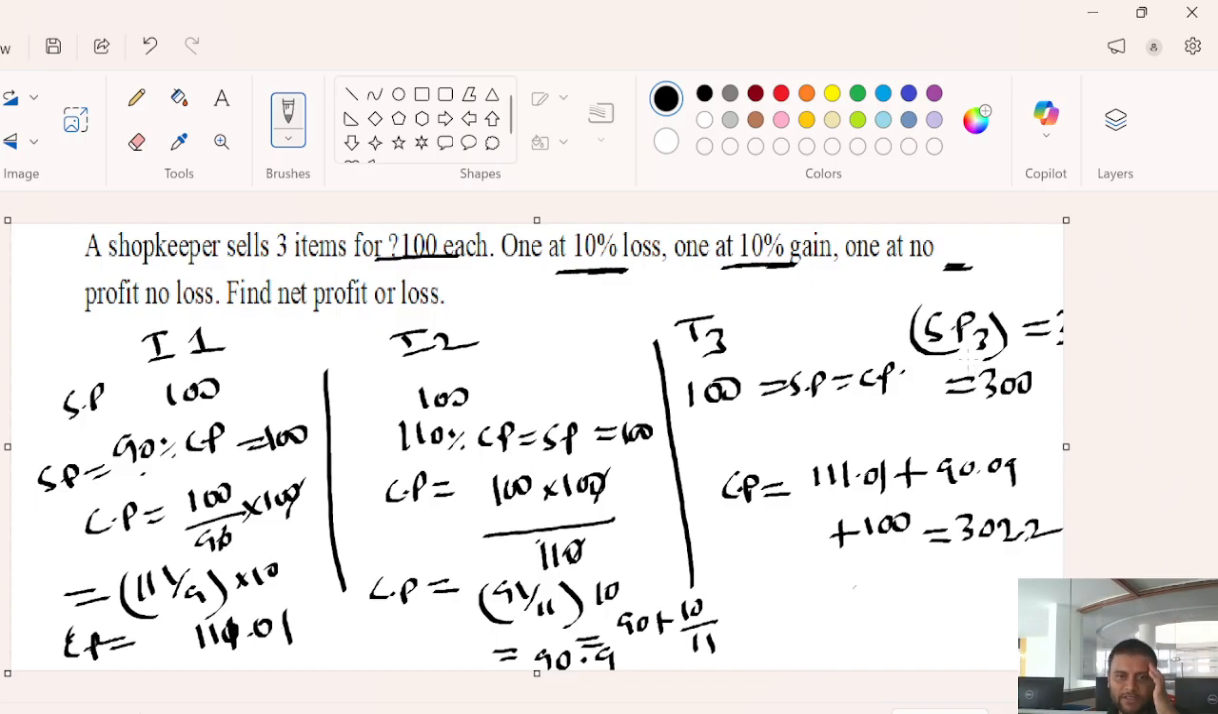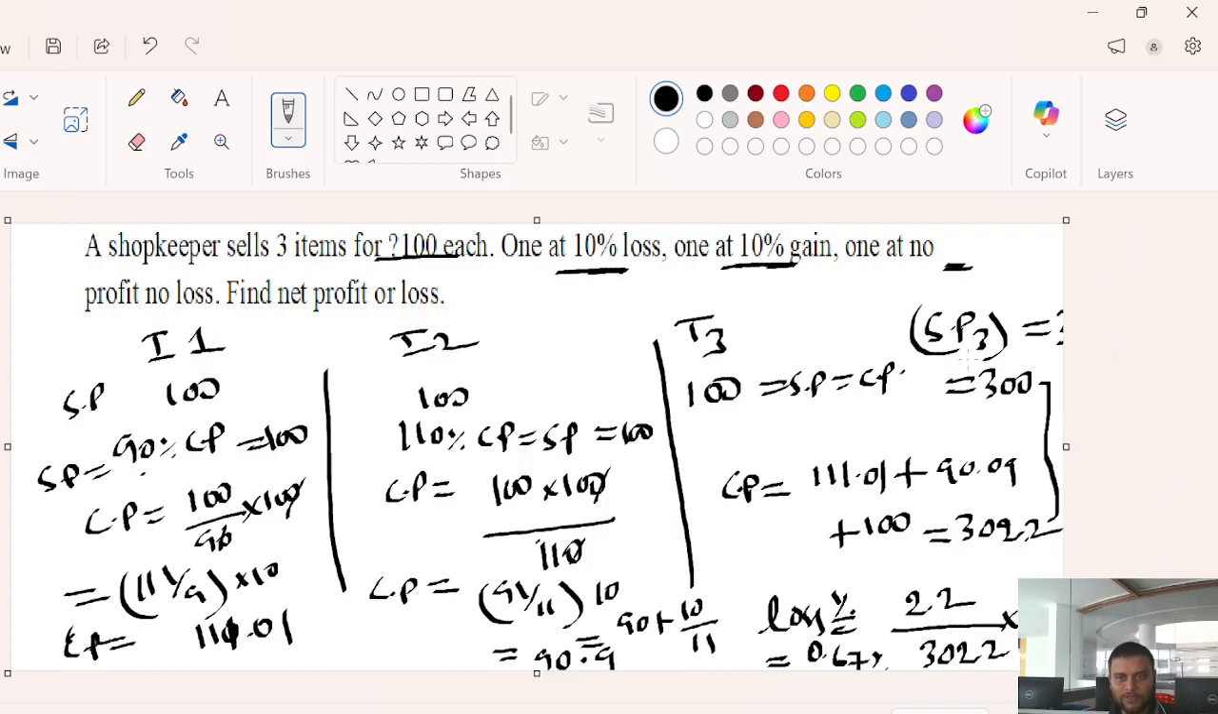After finding the cost price of the three articles, I can say the selling price of the three articles is 300 rupees. Cost price is 302.2. Clearly, he has got a 2.2 rupees loss. So loss percentage is equal to 2.2 loss divided by 302.2 into 100. This is the loss percentage in the given question, guys. That will be coming as 0.67 percent.